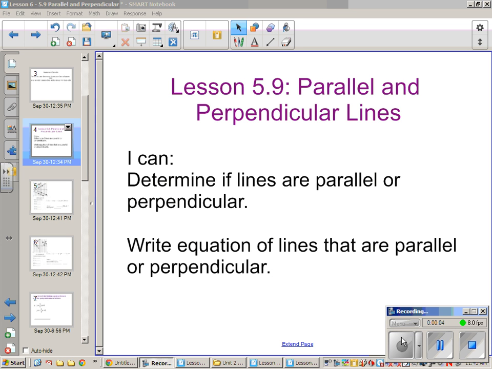Welcome to the final lesson, lesson 6 of chapter 5, besides the review. So we're talking about parallel and perpendicular lines today. Should make this quick. If at any point you know the answer, pause the video, write down your answers, and just fast forward to the answers.